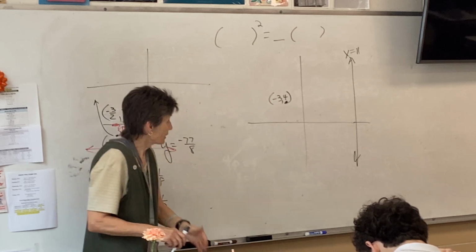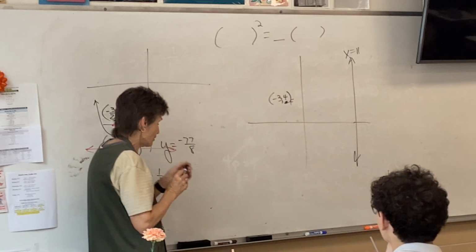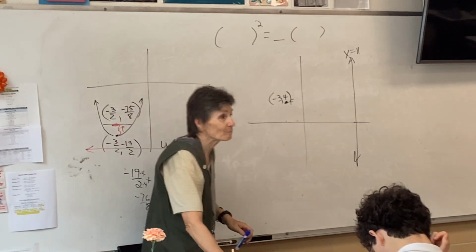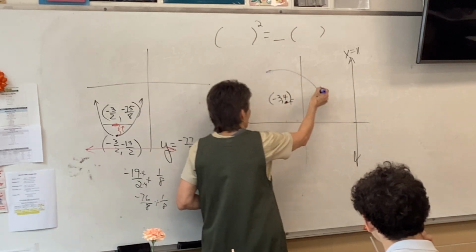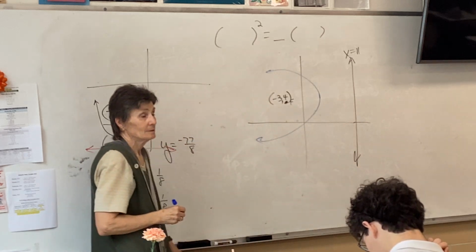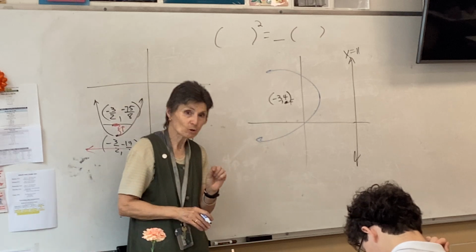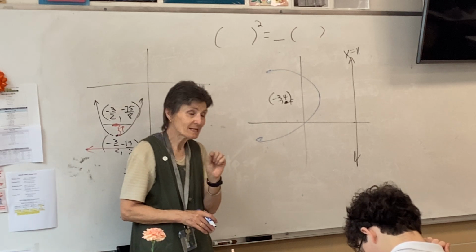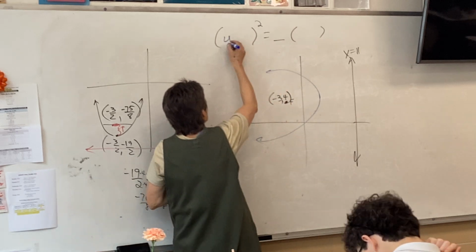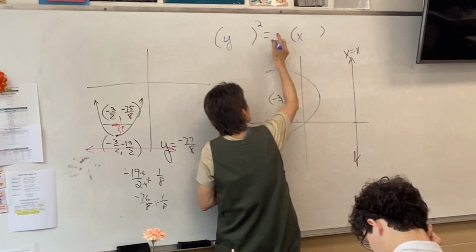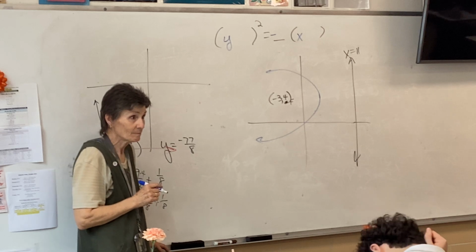So, tell me what you know. This is your focus. That's your directrix. You know anything about your parabola at all? It opens sideways, this way. It looks like that. Perfect. Now stop right there. What does that tell me about my equation? If it's opening sideways, which one is squared? y. And whatever this number is, it has to be negative because left is negative.